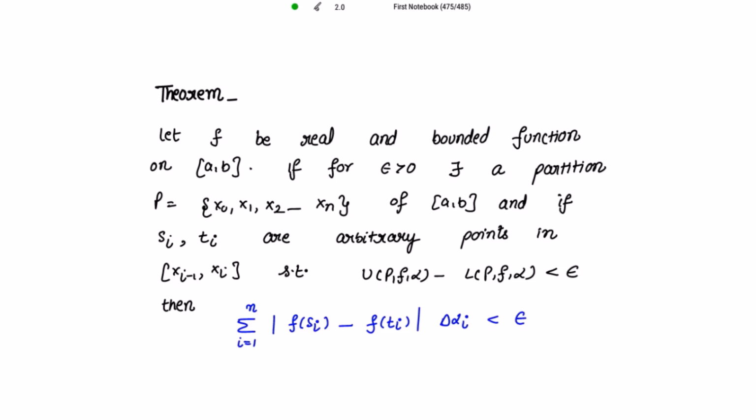What is given to us: f is a real and bounded function on the closed interval [a, b]. For epsilon positive, I have a partition P and two arbitrary points s_i, t_i in the closed interval [x_{i-1}, x_i], such that U(P, f, alpha) minus L(P, f, alpha) is less than epsilon. This is given to us, and I have to prove this. Okay, let's start with the proof.